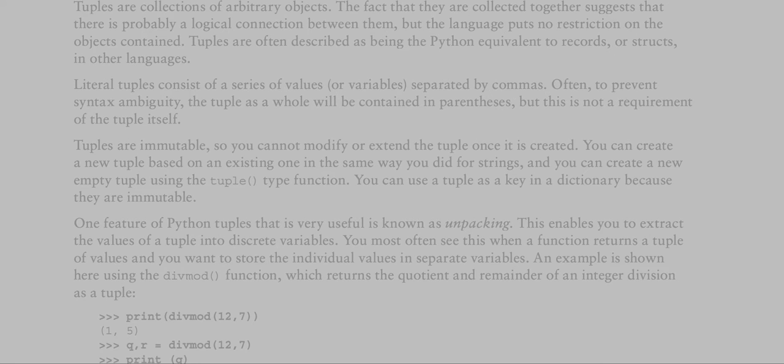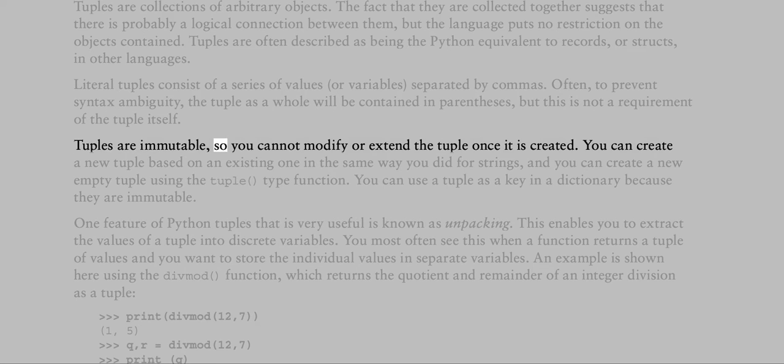Tuples. Tuples are collections of arbitrary objects. The fact that they are collected together suggests that there is probably a logical connection between them, but the language puts no restriction on the objects contained. Tuples are often described as being the Python equivalent to records, or structs, in other languages. Literal tuples consist of a series of values, or variables, separated by commas. Often, to prevent syntax ambiguity, the tuple as a whole will be contained in parentheses, but this is not a requirement of the tuple itself.